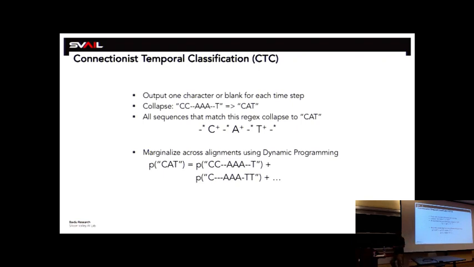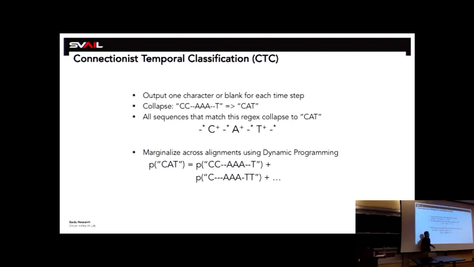You can think of an alignment as an expansion of the string, all strings that match this regular expression. This regular expression says CAT can be expressed as 0 or more blanks, followed by 1 or more C, followed by 0 or more blanks, followed by 1 or more A, followed by 0 or more blanks, followed by 1 or more T, followed by 0 or more blanks.